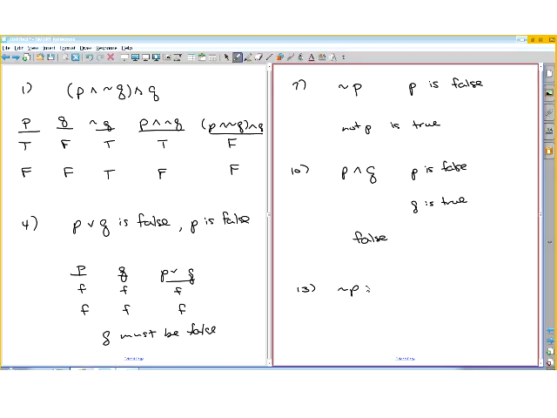Number 13, not P or not Q. So P is false, so not P is true. And not Q is false because Q is true. So this is an OR statement, so it just means one of these two has to be true for the thing to be true. So since one of them is true, with the OR statement, the answer is true.